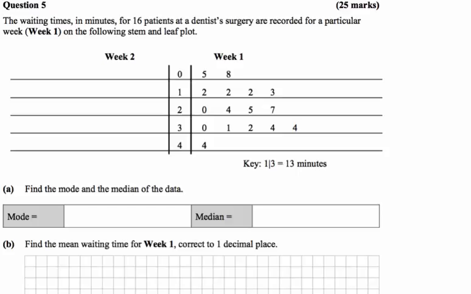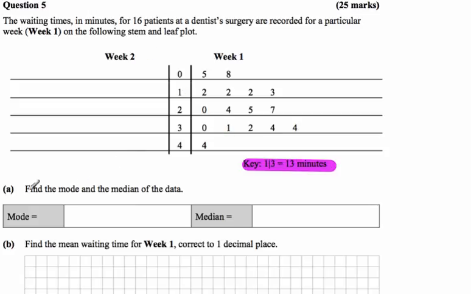So this is the 2016 Leaving Cert Ordinary Level Paper 2, and we're looking at question number 5. The waiting times in minutes for 16 patients at a dentist surgery are recorded for a particular week, week 1, on the following stem and leaf plot. So here we have our values. Now the key is very important in the stem and leaf diagram. The key here tells us that 1 for the stem and 3 for the leaf means 13.